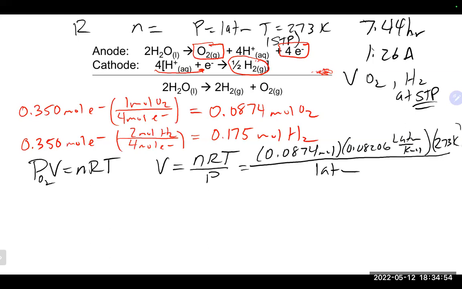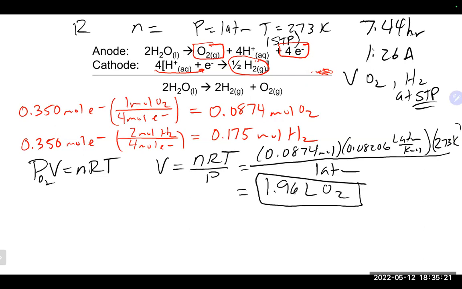(273 Kelvin). All right, everything's going to cancel out here, obviously, except for liters, and that will get us the volume of oxygen gas at STP being like 1.96 liters, give or take, of oxygen. We could also obviously do the same thing here for hydrogen.